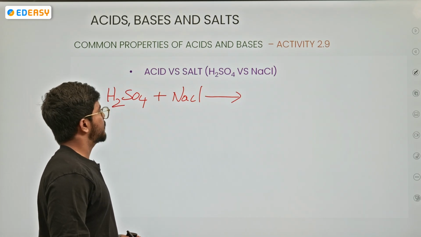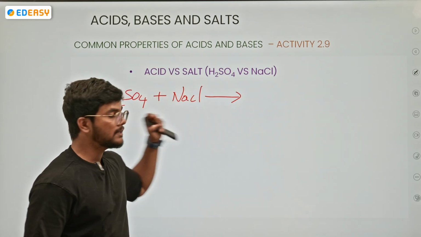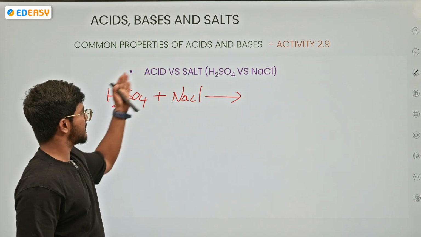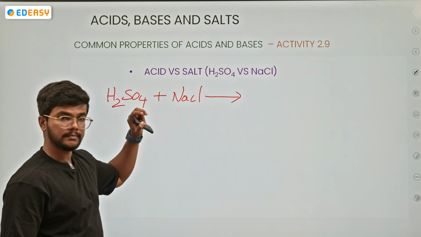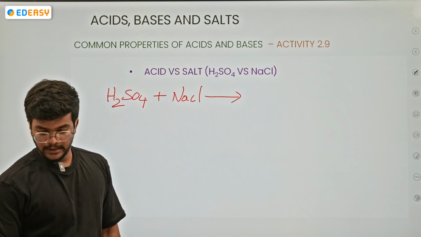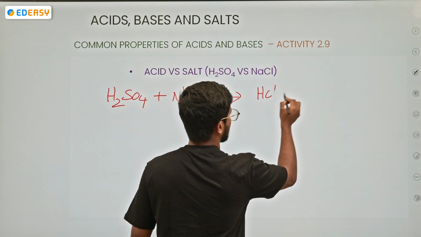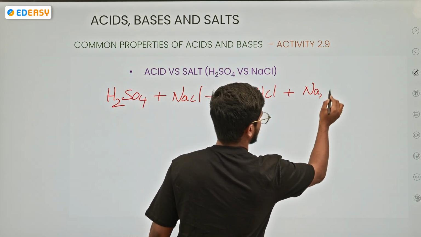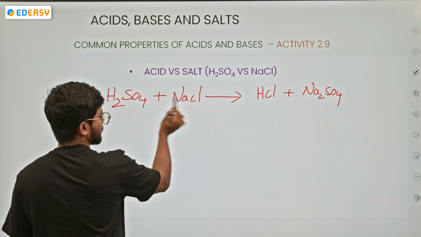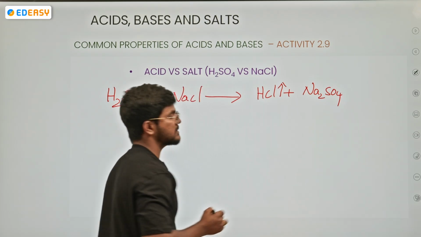Let's take H2SO4 plus NaCl. So here what happens? Hydrogen will replace the sodium, and sodium will react with the SO4. So what are the products? Yes, very good. HCl plus Na2SO4. Hydrogen will react with the chlorine and give HCl, which is nothing but a gas.